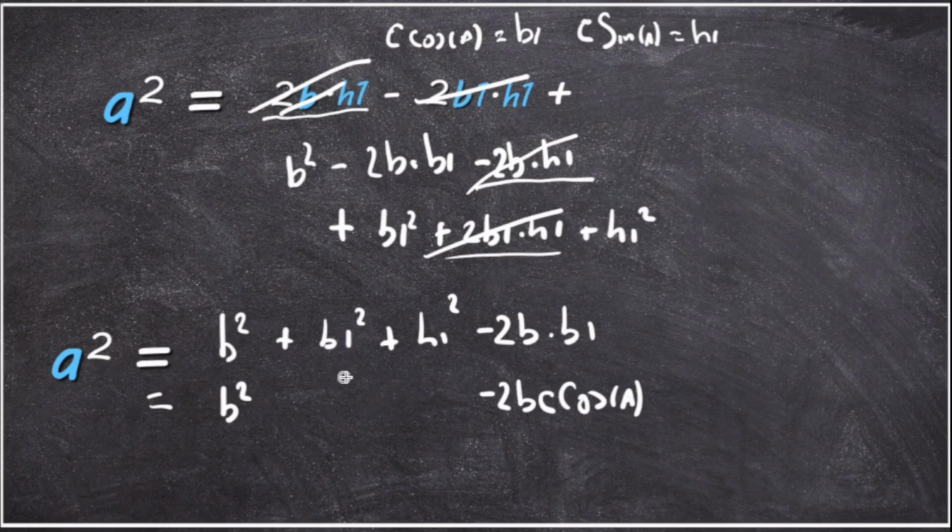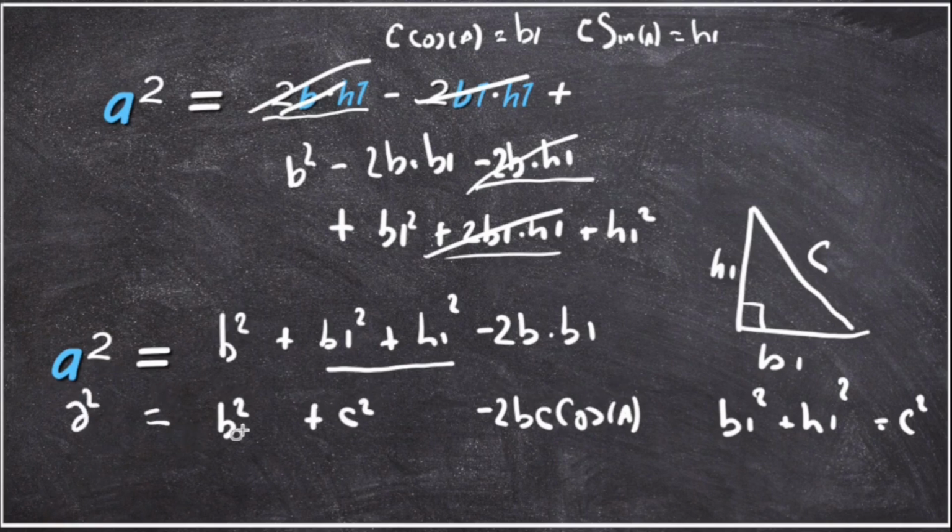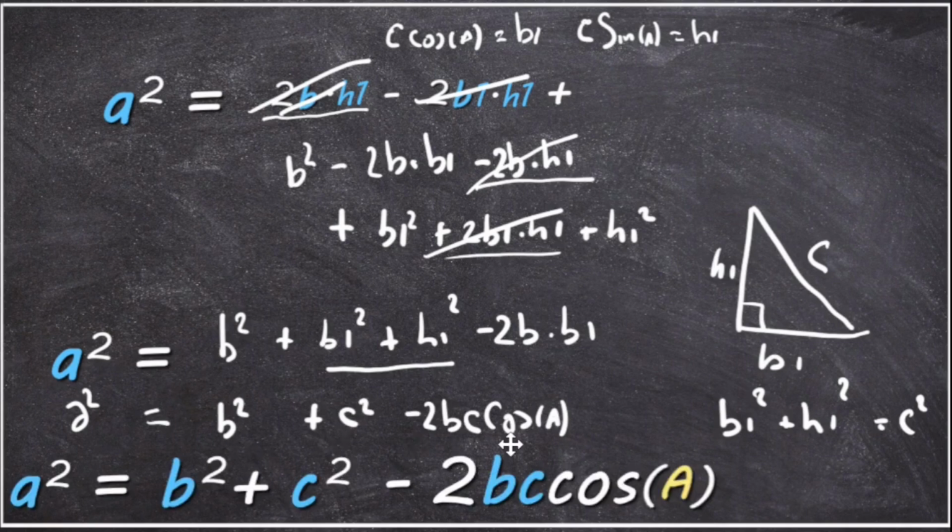But remember, B1 and H1 are just the base and height of the right angled triangle overlap. The hypotenuse was C, and by Pythagoras, B1 squared plus H1 squared equals C squared. So this part of the equation, B1 squared plus H1 squared, can be written as C squared. So we add C squared, and so we get that A squared equals B squared plus C squared minus 2BC times cosine of A, which is exactly what we were trying to prove. This is the cosine rule, and we're done. So thanks for watching.